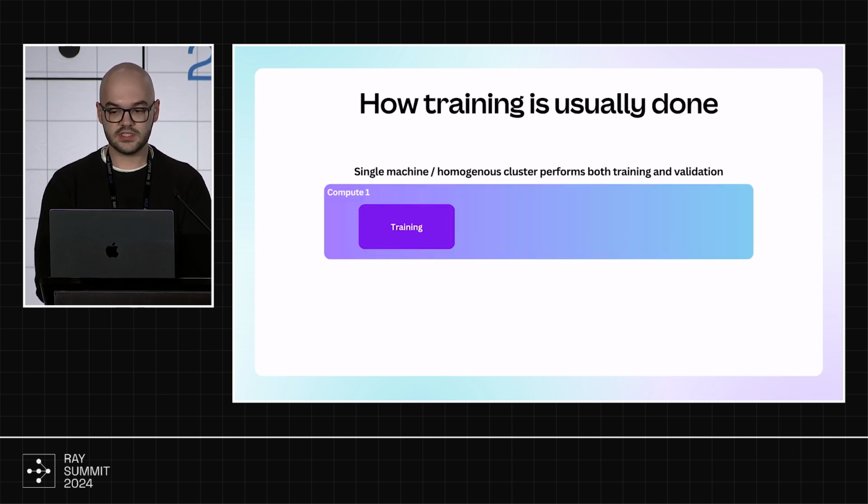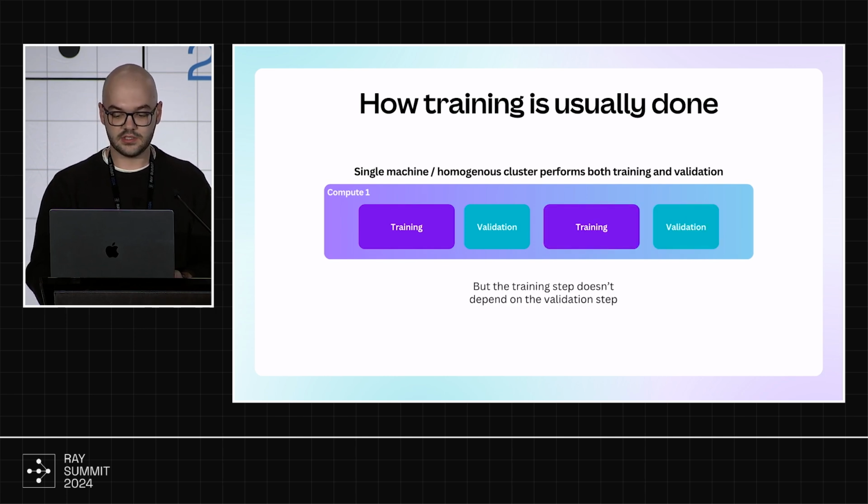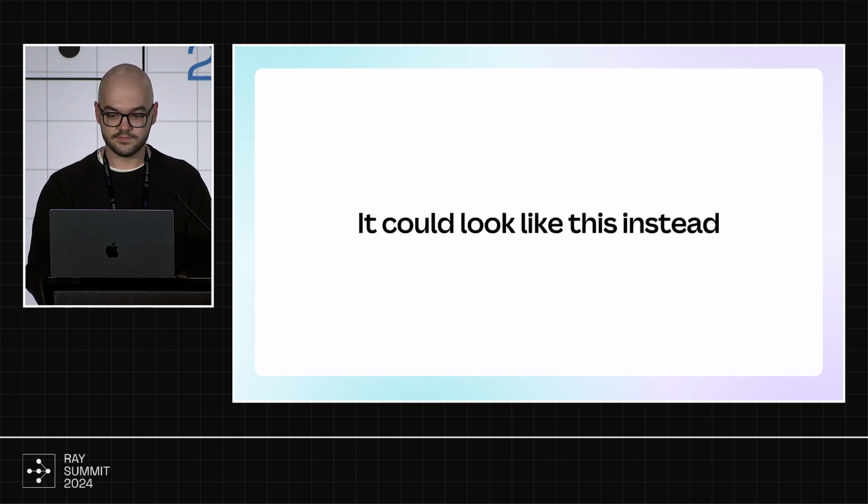So first up, what is out-of-band validation? To really figure it out, let's just go back to the basics and look at a standard training process. Usually you have a single machine, or these days people run on clusters, so you have a homogeneous cluster that performs both training and validation. Using this compute, you run the training step, and then after each step, you stop the training, switch your model to inference mode, and then perform a validation step. But the fact is that the training step doesn't depend on the validation step. And this is something that we could use.